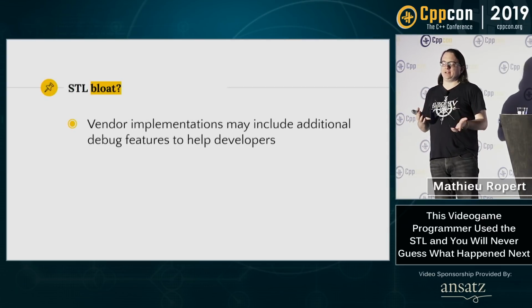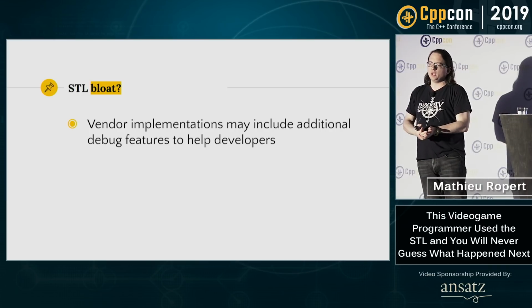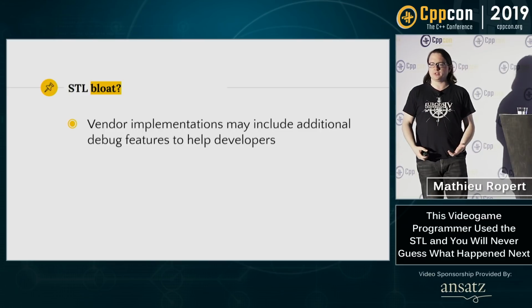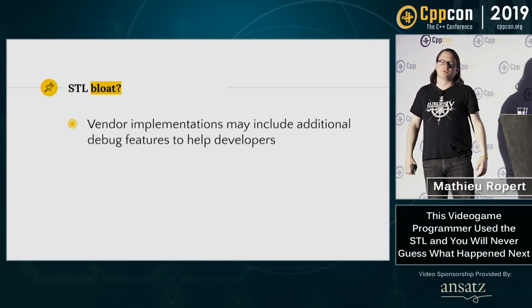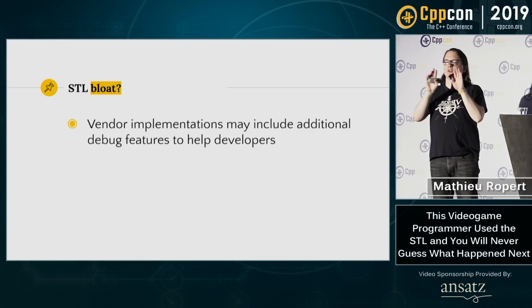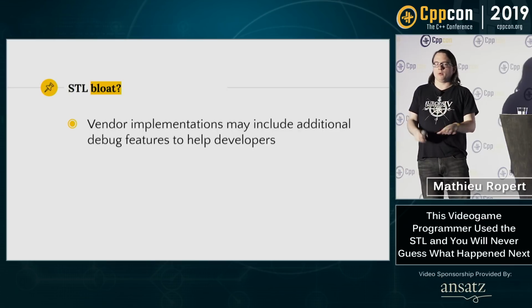So, yeah, for example, a big thing I keep hearing is that vendors have debug features, and I don't want to be helping debug features. I know what I'm doing, so why am I paying for these things? I don't want those debug iterators that are going to warn me that I'm comparing two iterators from different ranges, or I'm going to increment past the end. No, I know what I'm doing. I don't want to pay for this.